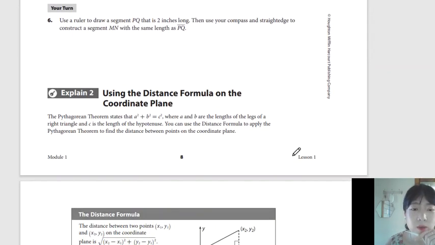Okay, explain number 2. Using the distance formula on the coordinate plane, the Pythagorean theorem states that a squared plus b squared equals c squared, where a and b are the lengths of the legs of a right triangle, and c is the length of the hypotenuse. This is the hypotenuse. You can use the distance formula to apply the Pythagorean theorem to find the distance between points on the coordinate plane.